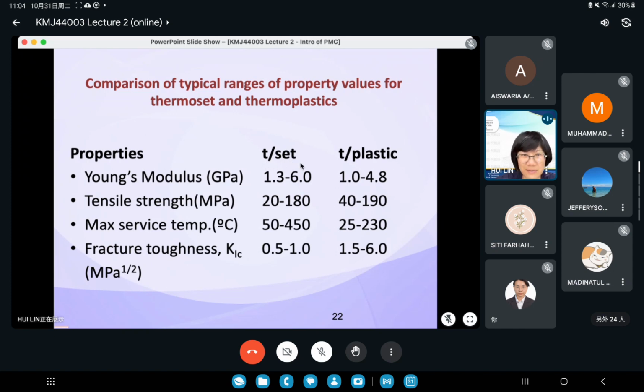See, this is the epoxy, the neat epoxy. This is thermoplastic. So the modulus of the epoxy will be slightly higher compared to thermoplastic. However, the fracture toughness is lower compared to the thermoplastic.